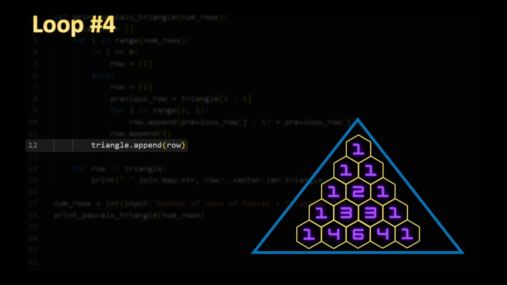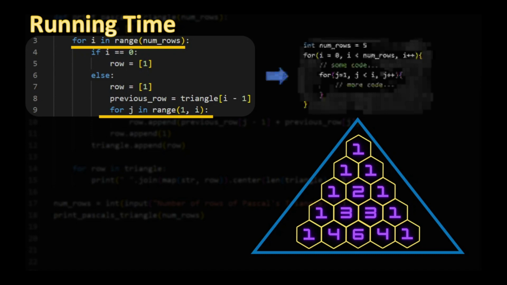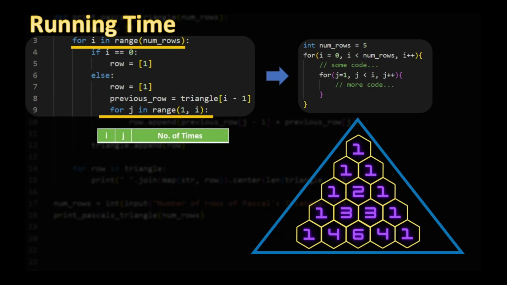Now that the Pascal's triangle is completed, let us look at the analysis for this algorithm. For the running time, there are two nested loops that can be noticed in this algorithm. This code is similar to this code snippet in the C# language. For this special case of nested for loops, creating a table is necessary for understanding its running time.